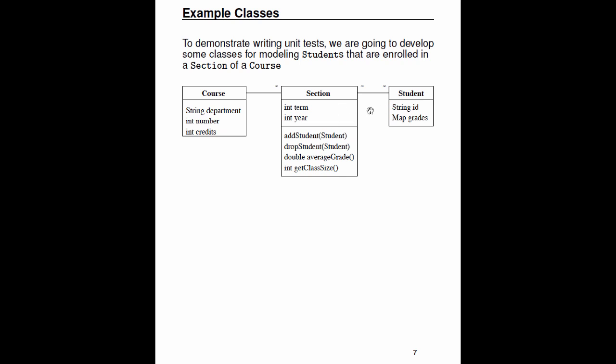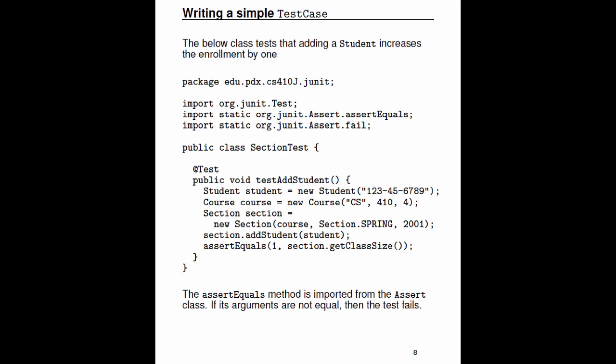And a section has a many-to-many relationship with students. So a student may be enrolled in multiple sections of a course, and a section may have multiple students enrolled in it. And every student has an ID and a map of grades. So this is just a very simple application. You can probably imagine how it's implemented. I'm not going to go into the implementation of this. Instead, what I'm going to show you is how it's tested with JUnit.